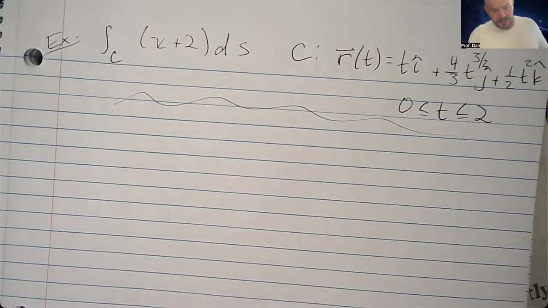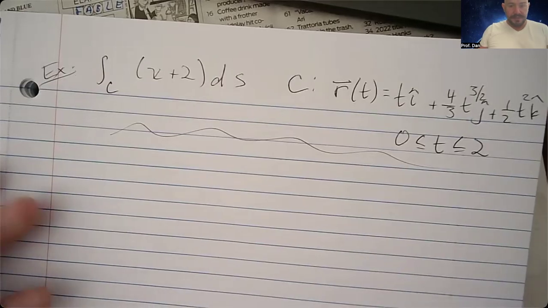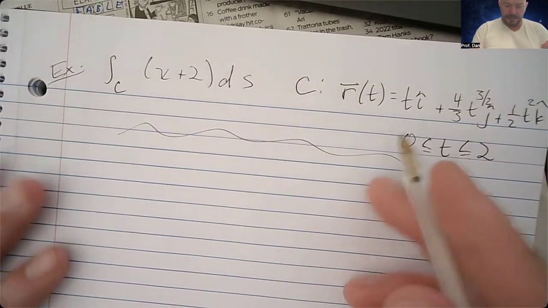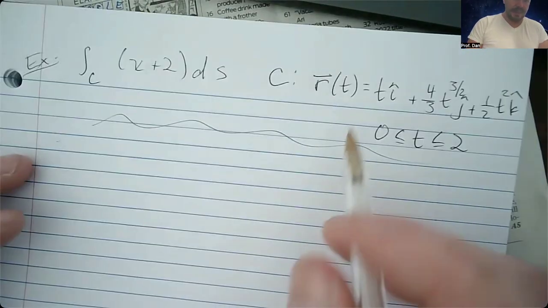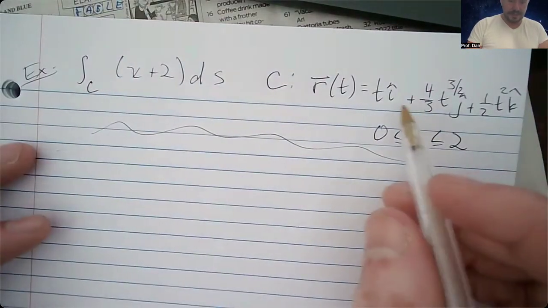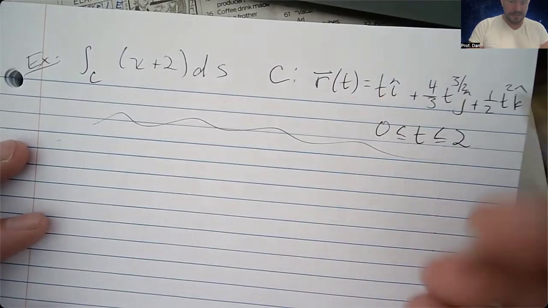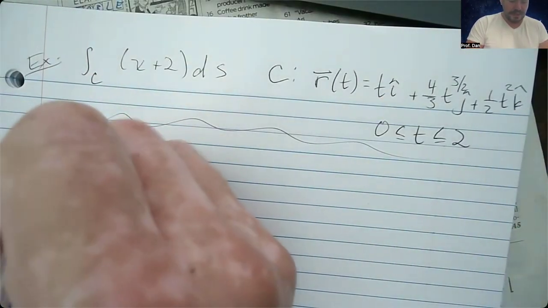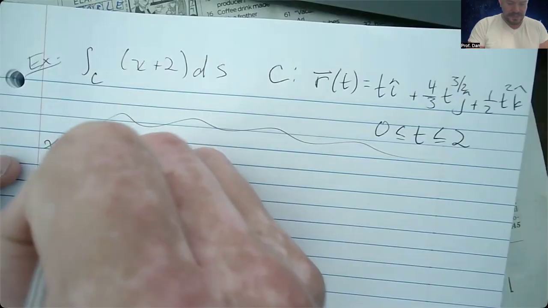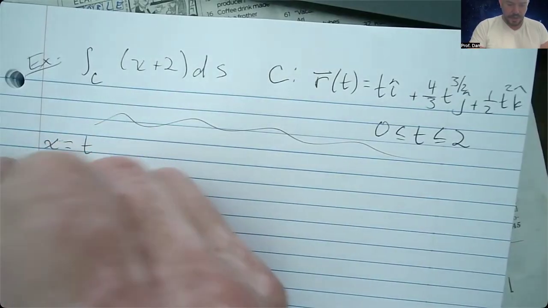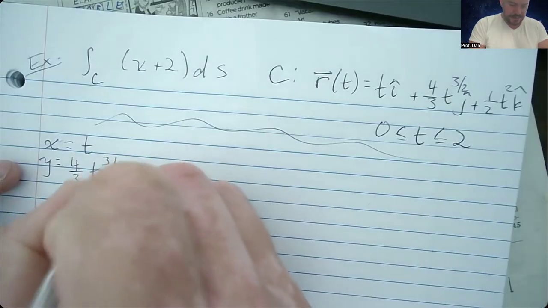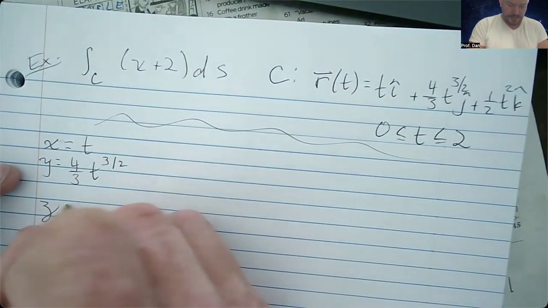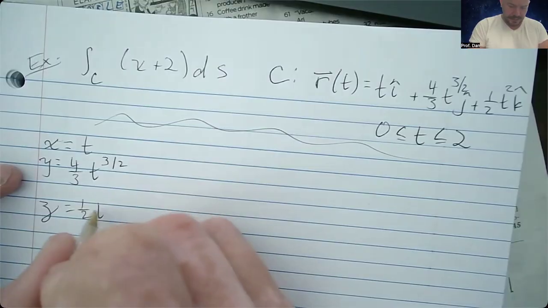So from here, how do I do my path integral? Well, same idea, right? I need to come up with parametric equations, which in this case, because I was given my path as a vector valued function, I can just rip these components right off, and those are my parametrics. So I know that x is going to be equal to t. I know that y is going to be equal to 4/3 t to the 3 halves. And I know that z will be 1/2 t squared.